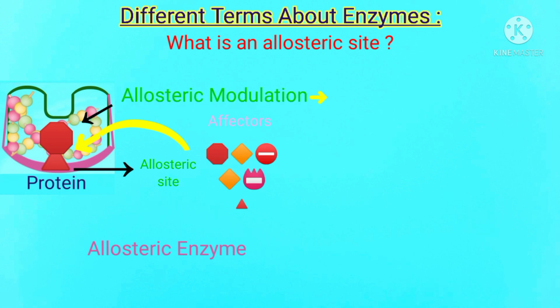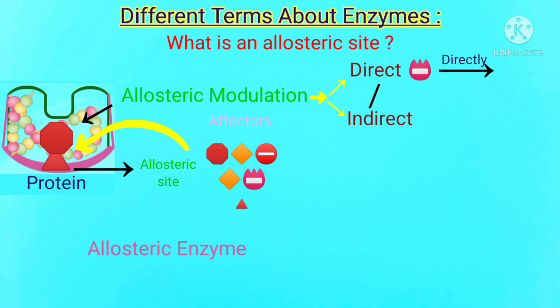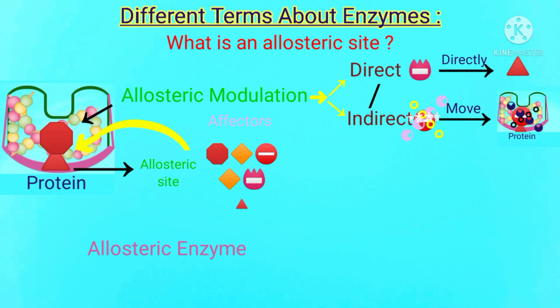Students, this modulation can be direct or indirect. Direct or indirect modulation means the effector may bind directly to the binding site of an enzyme, or the effector may bind to other proteins or protein subunits, and then this protein interacts with the allosteric enzyme and thus increases the catalytic activity of a chemical reaction by the allosteric enzyme.